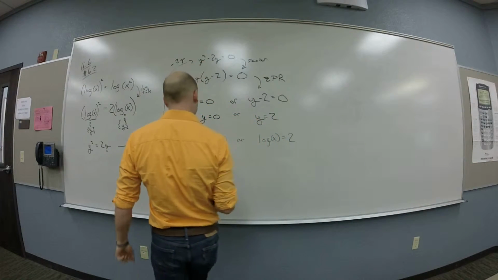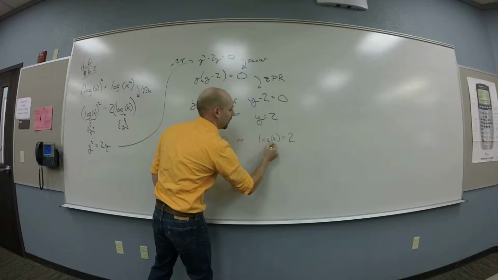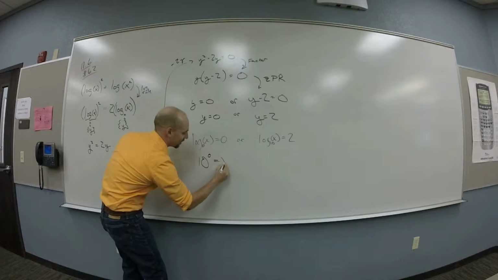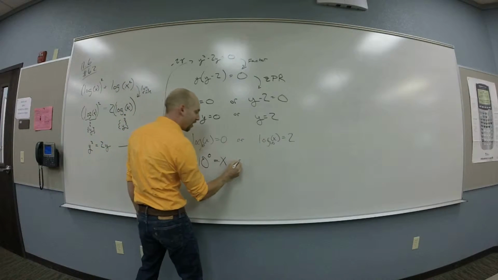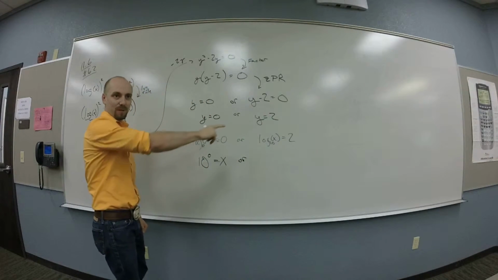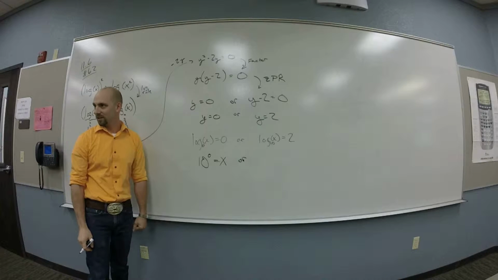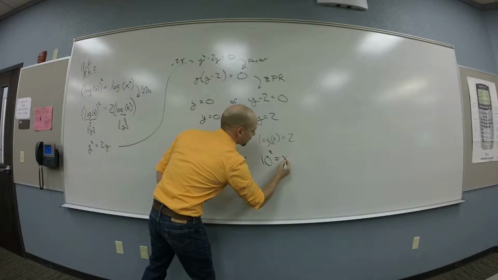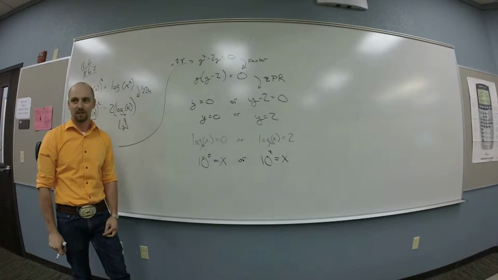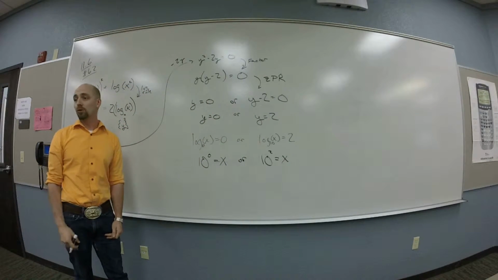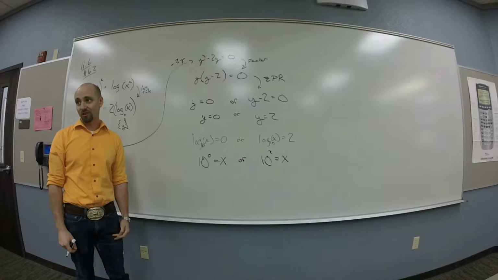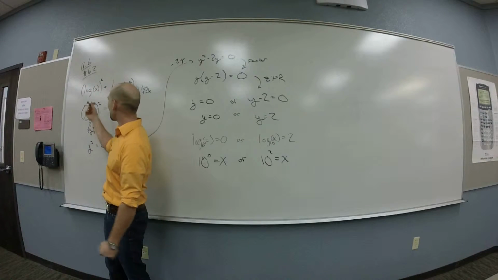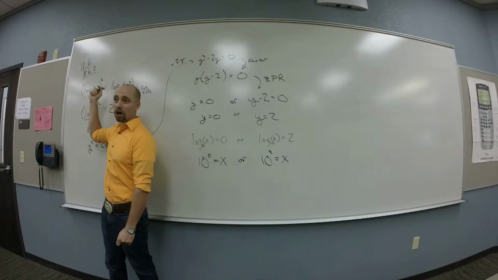Okay, so if I were to rephrase these in exponential, these mean 10 to the 0 is x. And what's this one mean? Rephrase this in exponential: 10 to the second is x. So these aren't equal, that's fine. There might be 2 answers, just like when we did quadratics, there were 2 answers. That's kind of what's happening here. This thing's quadratic in log of x.